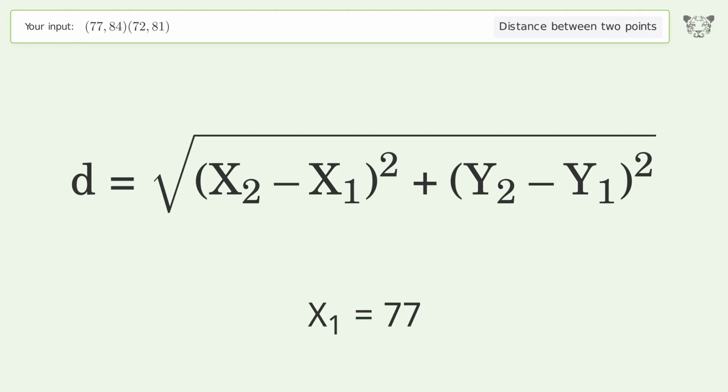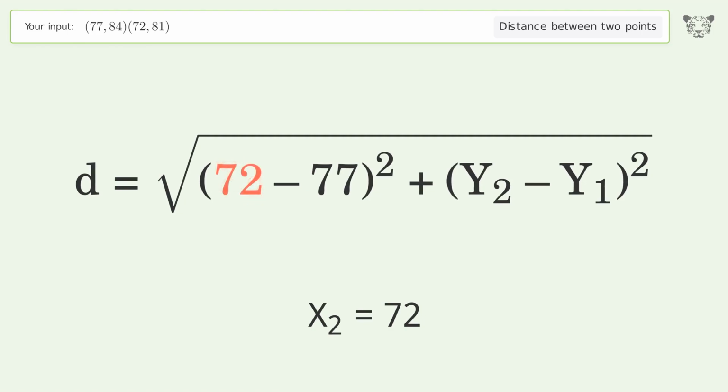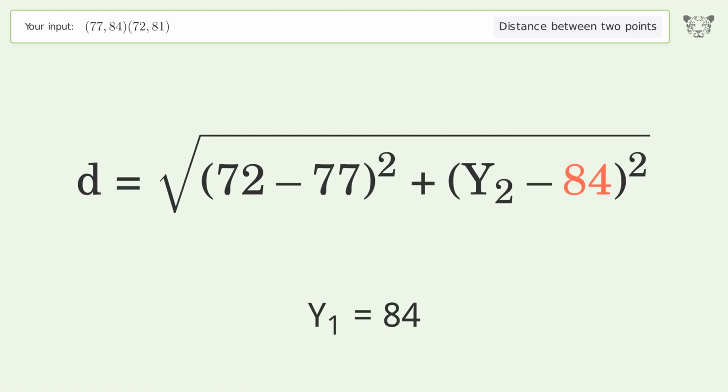x1 equals 77. x2 equals 72. y1 equals 84. y2 equals 81.